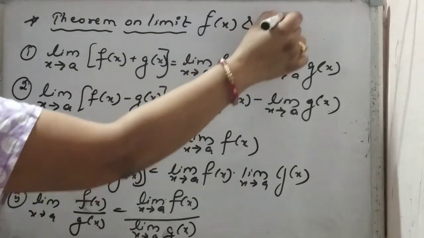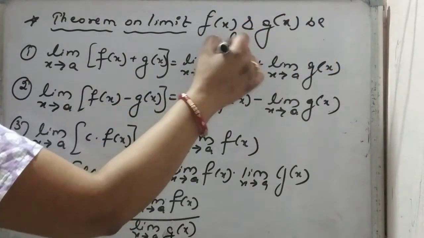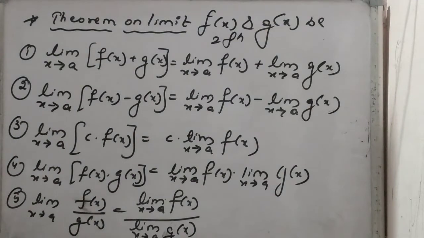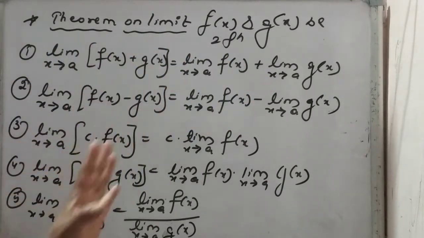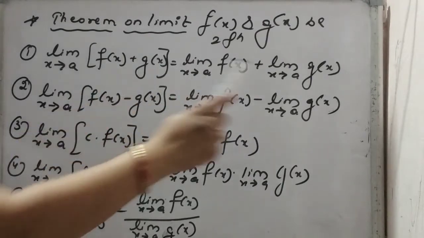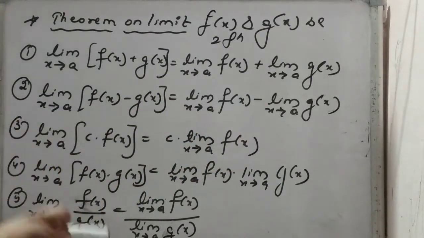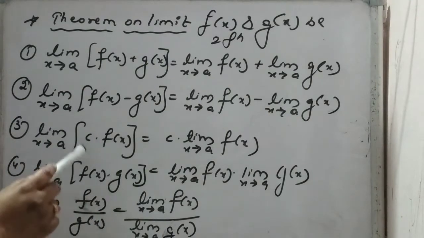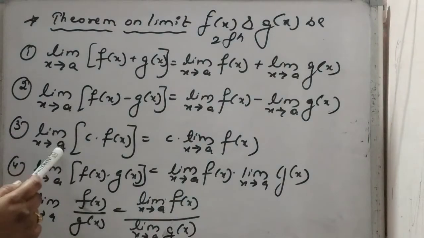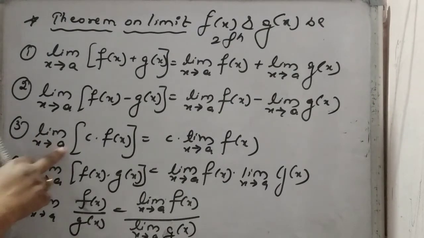and g of x are two functions, any function, like x plus 3, algebraic, trigonometric, any function. When the function is given in the addition form, you have to put the limit in both the functions separately. Second, when it is in the subtraction form, again you have to separate the limits when you do the solution. And this is the different one, limit x tends to a, c into f of x.